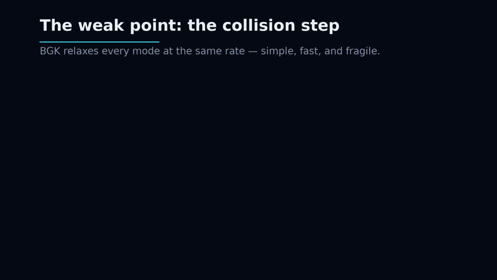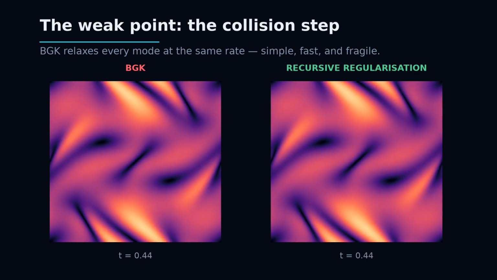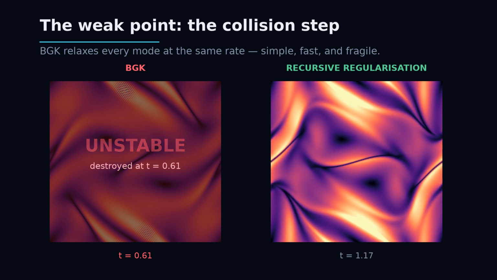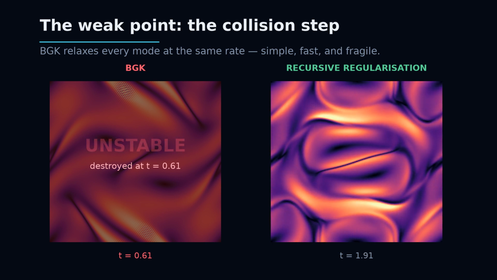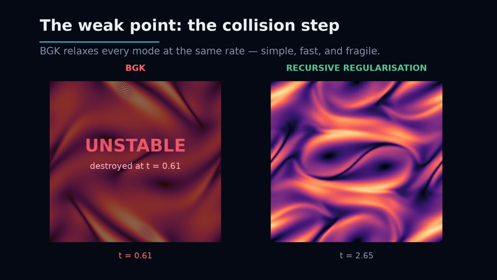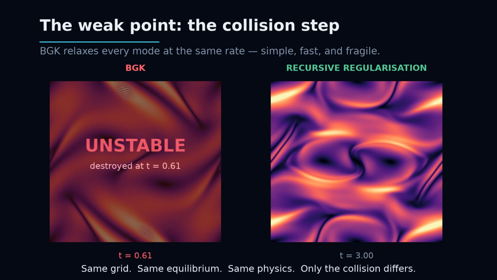Everything hinges on that collision step. The standard choice, BGK, relaxes every mode at the same rate: simple, fast, and fragile. Push the viscosity down, go coarse on the grid, and it doesn't merely lose accuracy, it is destroyed. Here are two runs on the same grid, with the same equilibrium and the same physics. Only the collisions differ. And watch the left one.